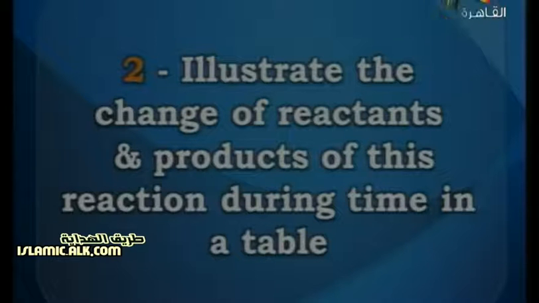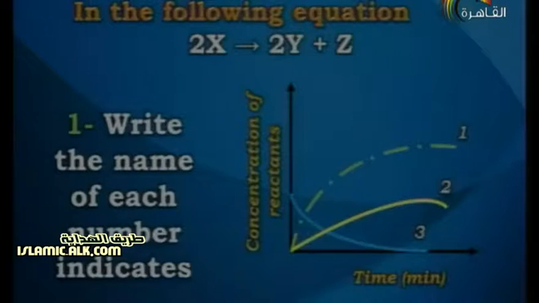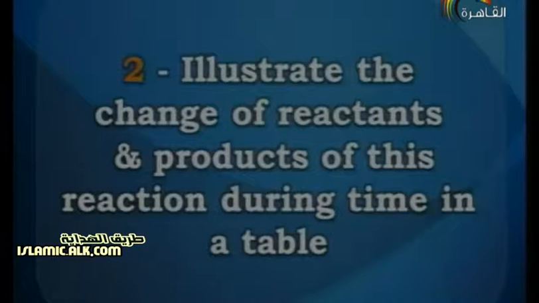So here we have two parts of this question. Again, in the following equation 2X to 2Y plus Z, we have the graph that represents 1, 2, 3. Which one is 1, which one is 2, which one is 3, and we have the order of this question. Write the name of each number, and illustrate the change of the reactant and the product of this reaction during time in a table. Let's go to see the answer here.